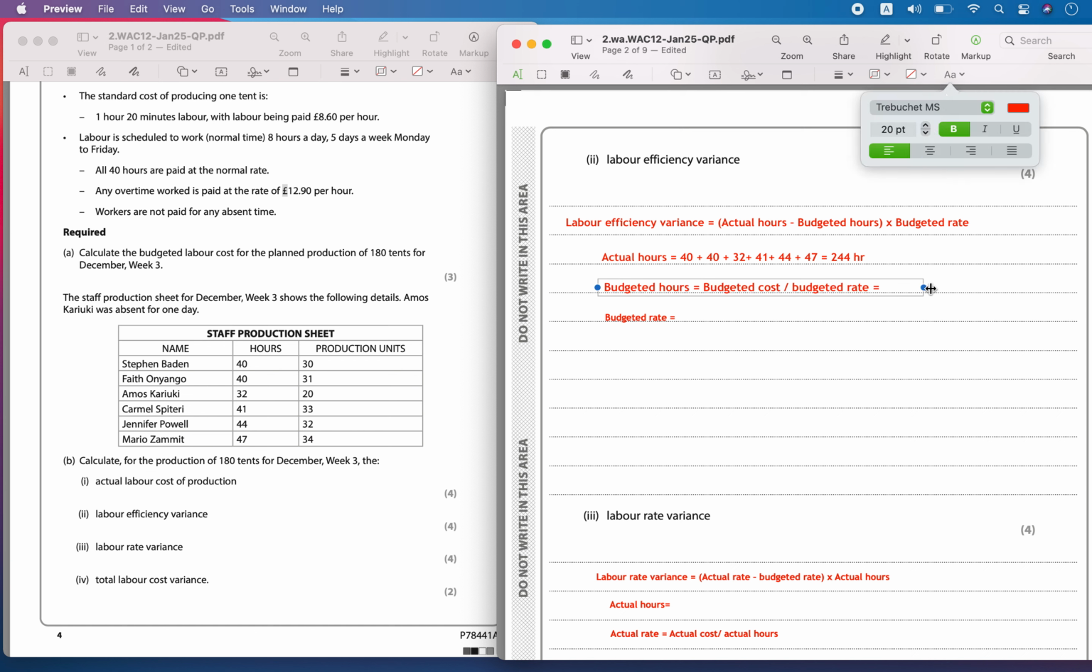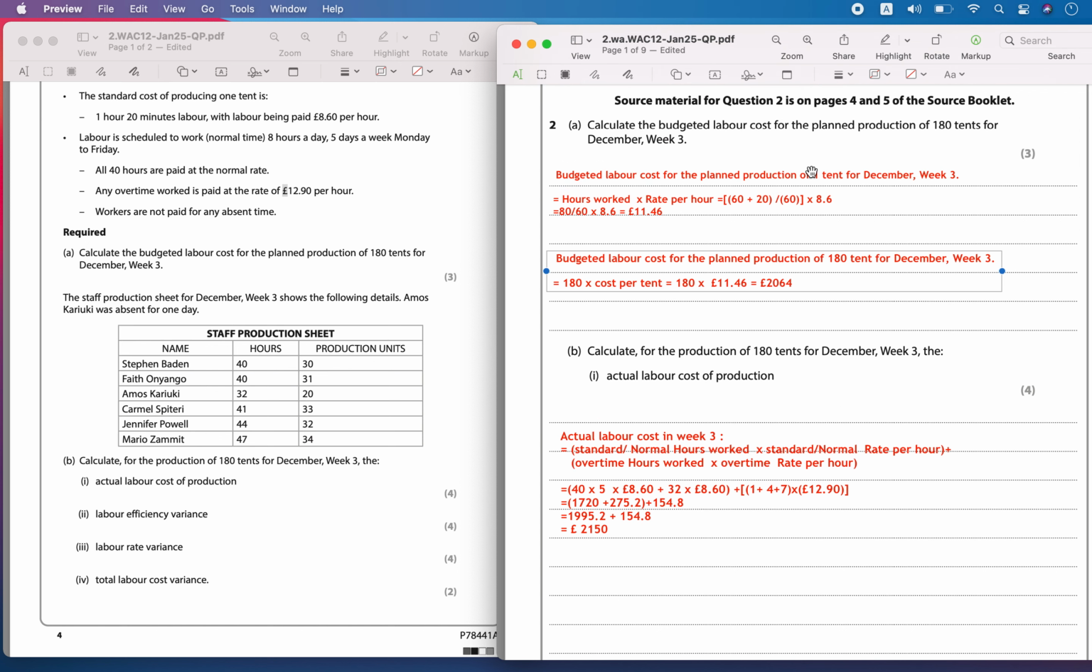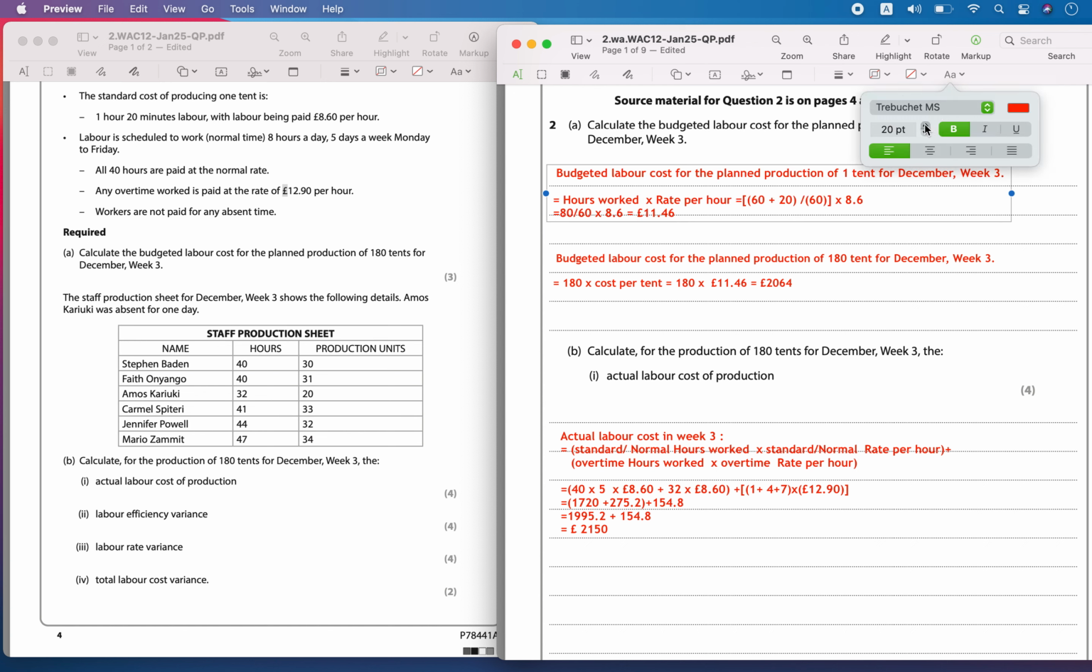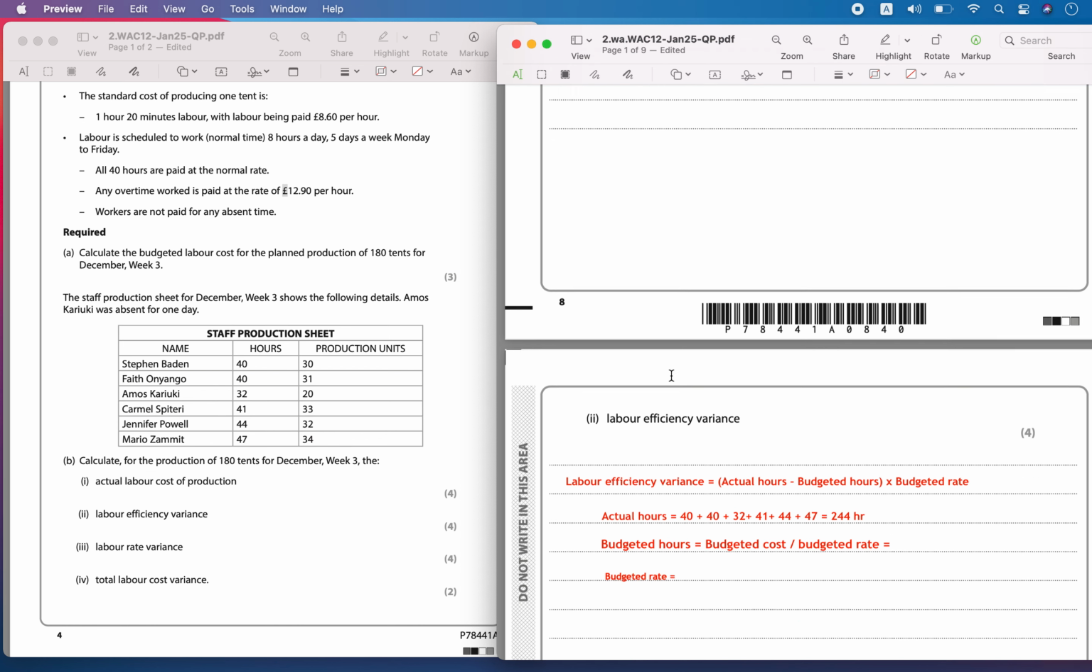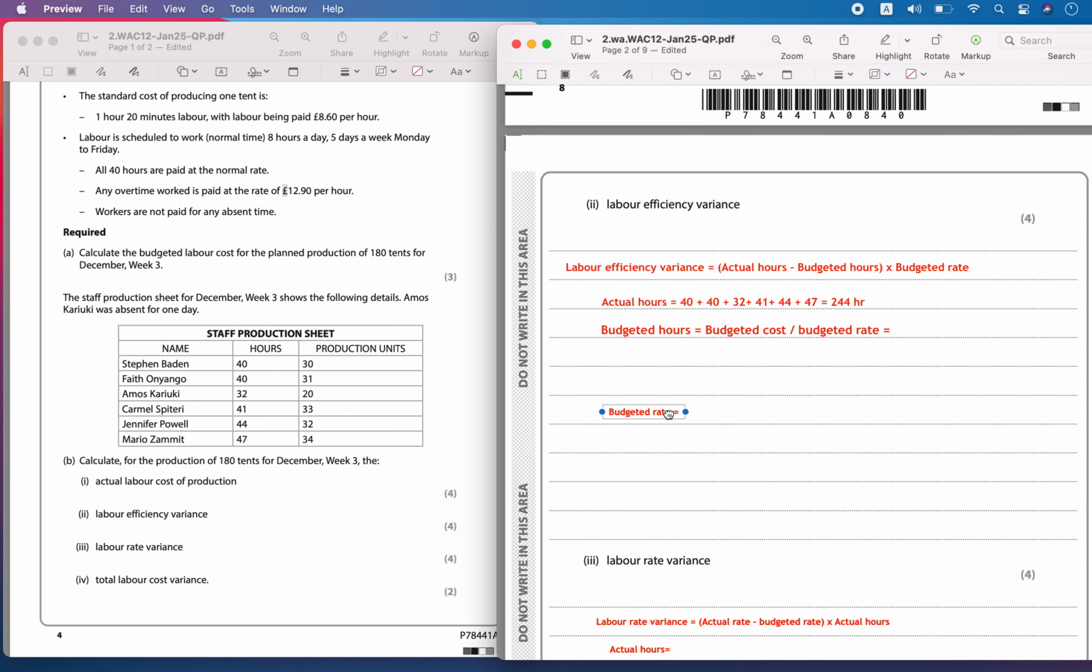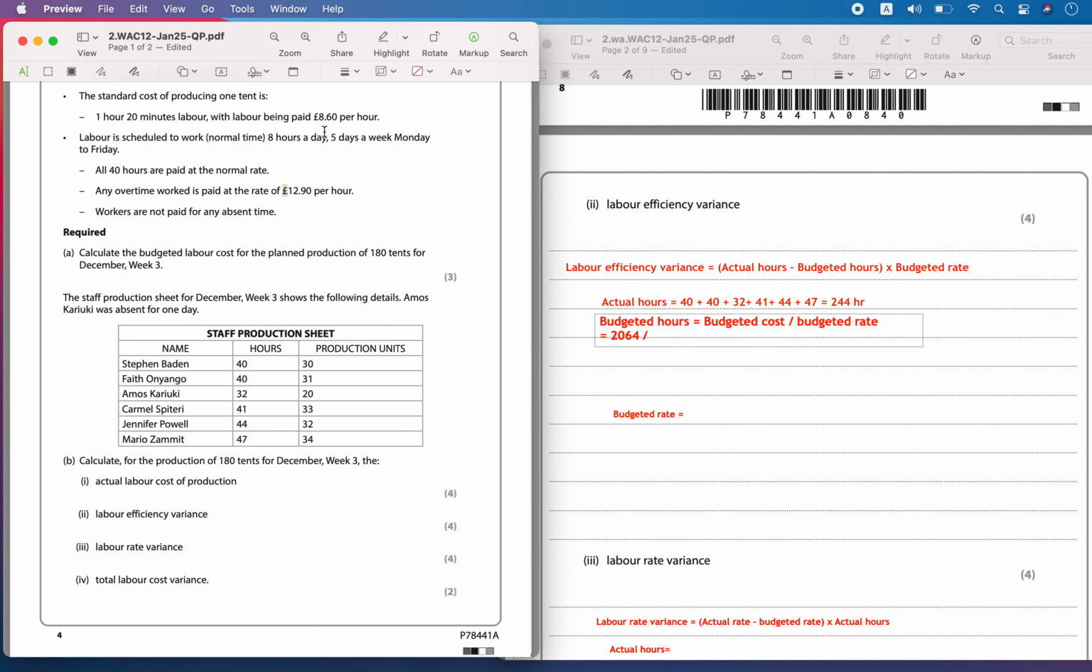Now let's see what is the budgeted hours we had estimated. We had calculated the budgeted cost based on the data they had given. This was the budgeted cost for producing 180 tents, which is equal to 2064. Usually the cost is equal to hours times the rate, so to calculate the hours, I will divide the cost by the rate. For calculating the budgeted hours, I am going to use the total budgeted cost that was estimated, divided by the rate that was fixed, which was 8.60.